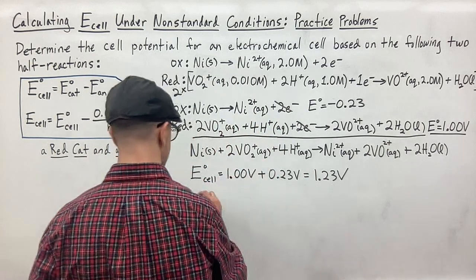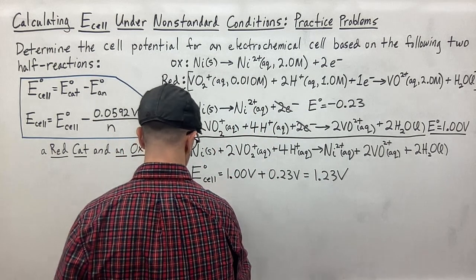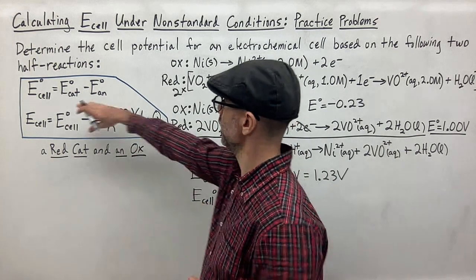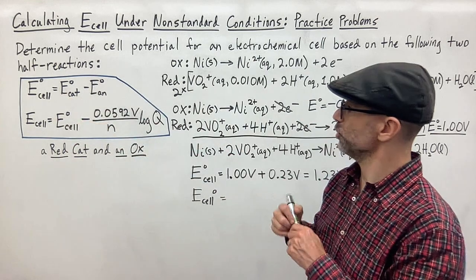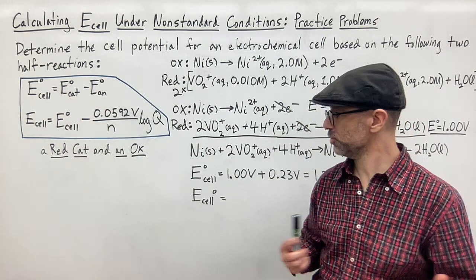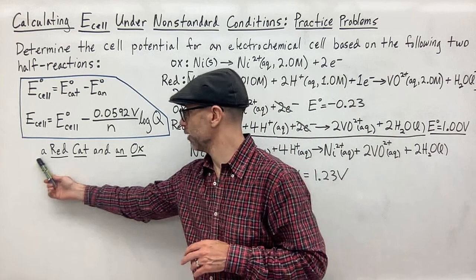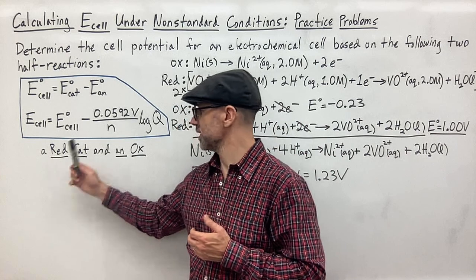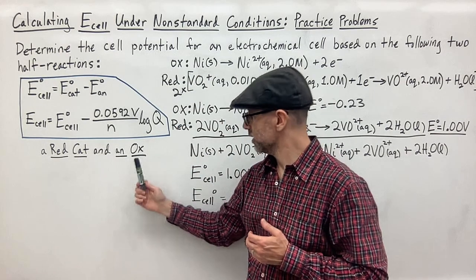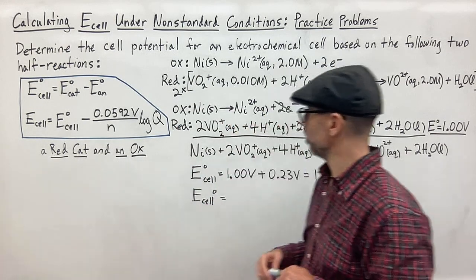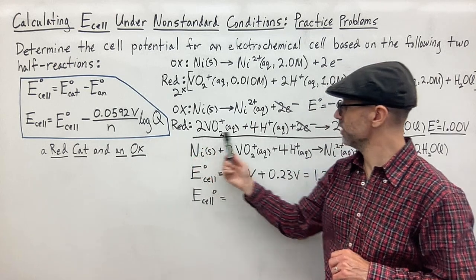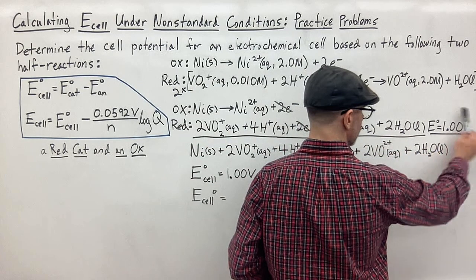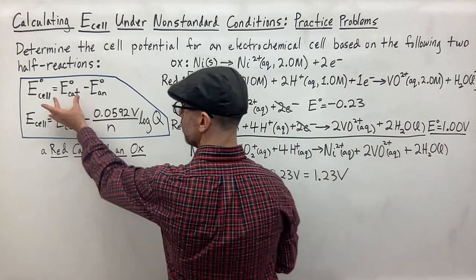So then if we do that, we would get E cell, standard E cell, is equal to the electrode potential at the cathode. If you don't remember what is happening at each cathode or anode, then remember a red cat and an ox. Red cat, reduction happens at the cathode, and an ox, oxidation happens at the anode. So we have reduction here. This is happening at the cathode. So that means that we would put this in first.